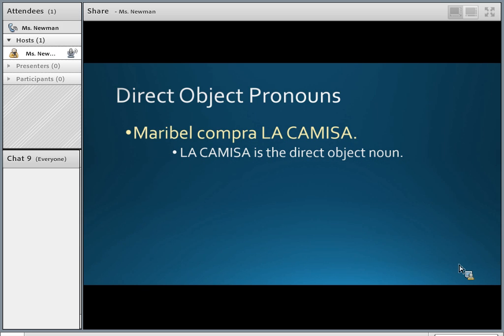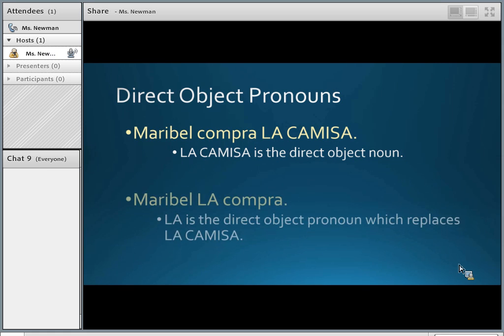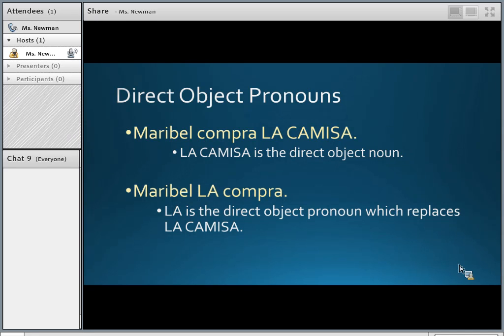Okay, let's look at the same example in Spanish. Maribel compra la camisa. She buys the shirt, right? La camisa is the direct object noun. So now we're going to replace, instead of saying the shirt, la camisa, this is it. Maribel la compra. La is the direct object pronoun which replaces la camisa.